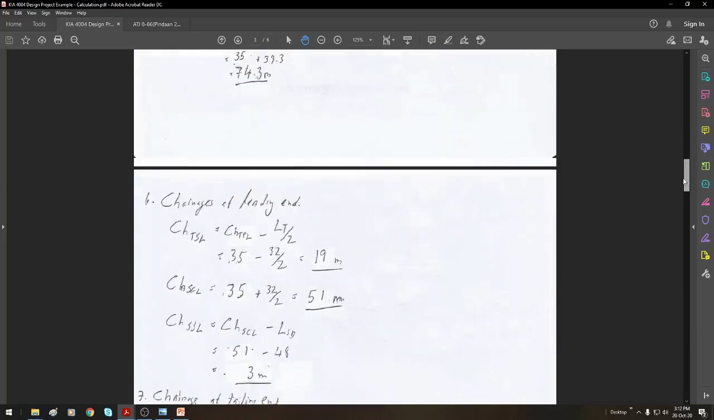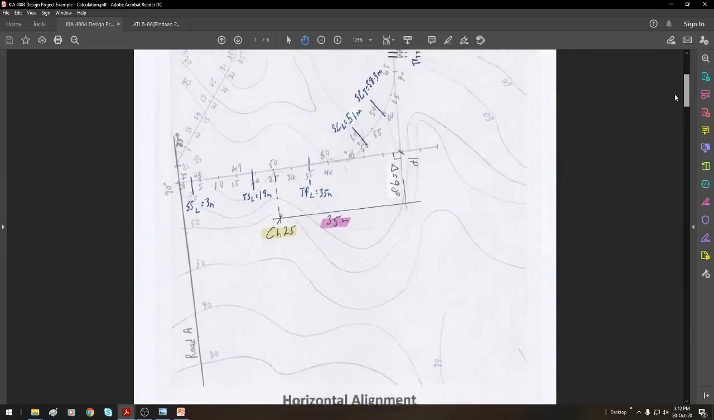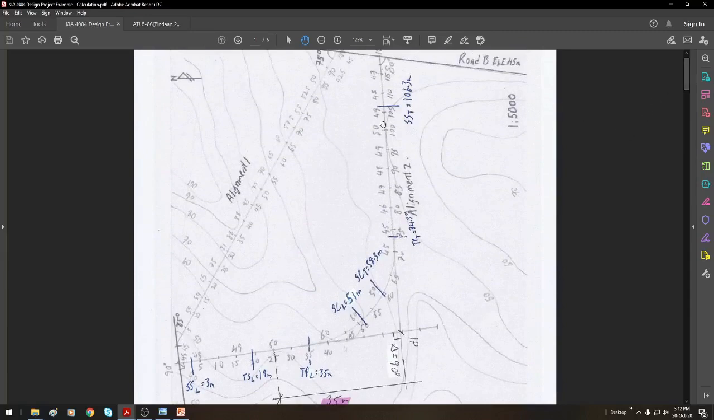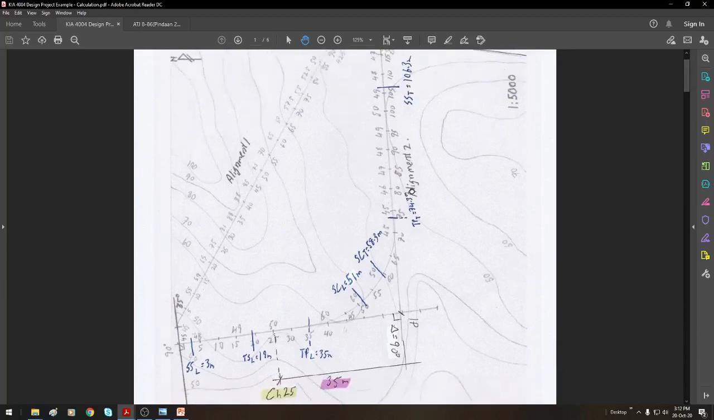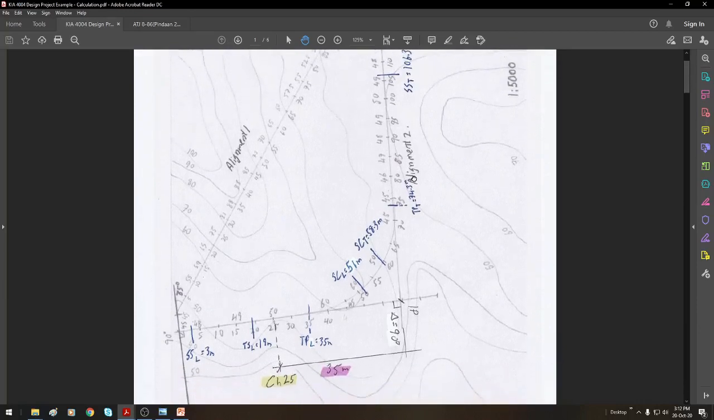So let's have a look. The point of SS is 106.3. TS is missing because I forgot to mark it. And then SC is 58.3. So you need to mark all these points along your design section.